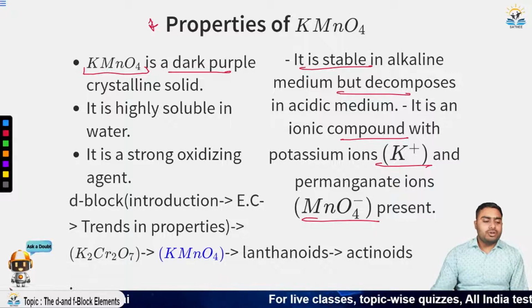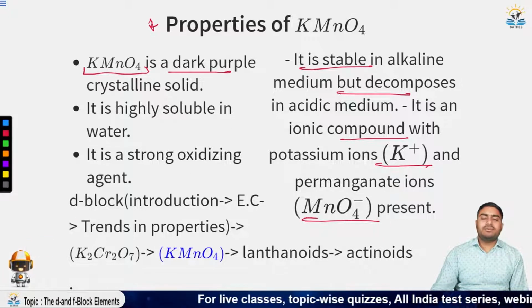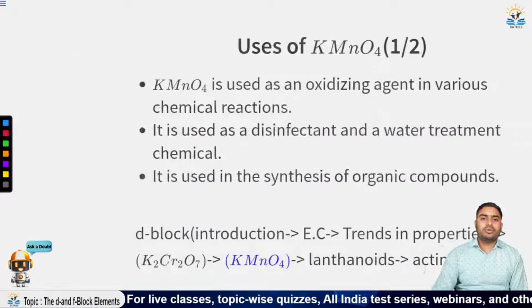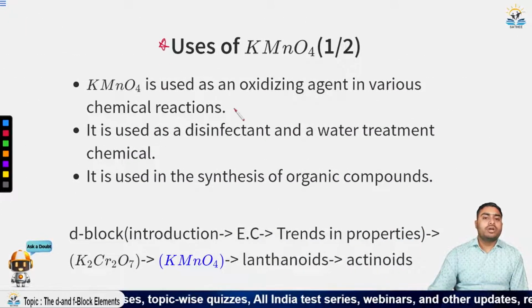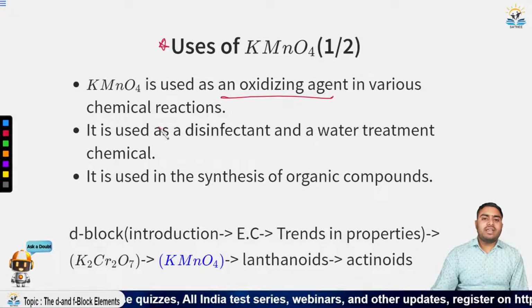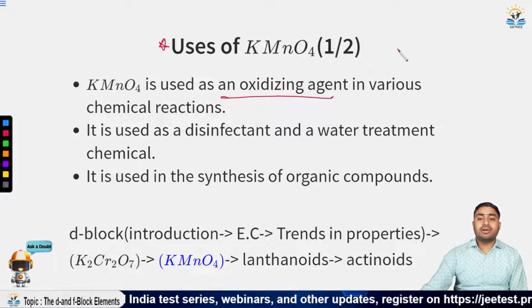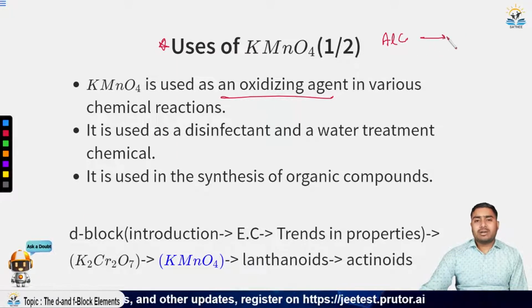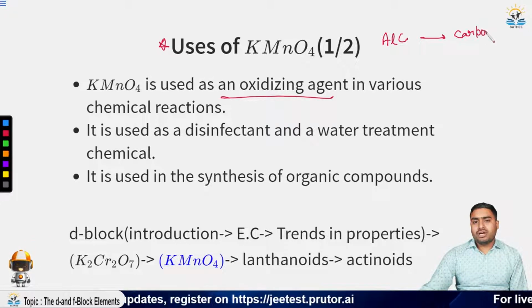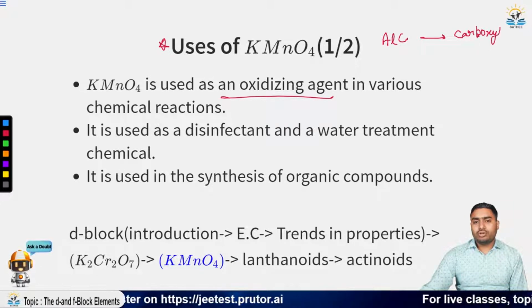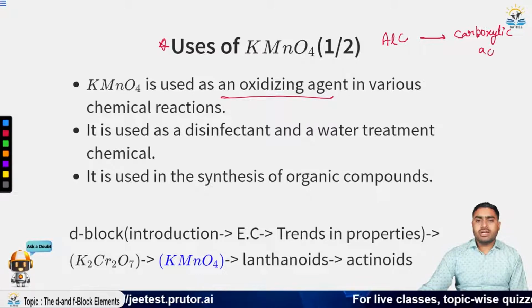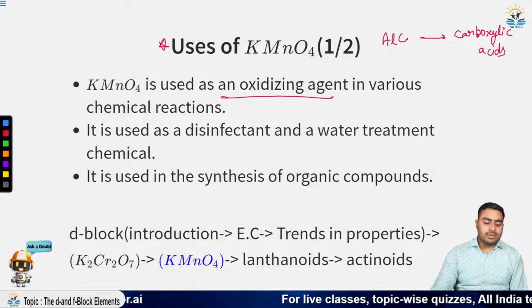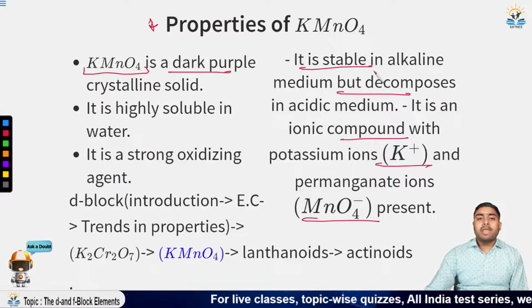KMnO4 is also used as an oxidizing agent. I will provide some uses, then I will discuss some other points. You can see the uses of KMnO4. It is used as an oxidizing agent in various chemical reactions. Like you can see it can convert alcohols, aldehydes, ketones to carboxylic acids, right? Alcohol to carboxylic acid, because I told you already it is stable in alkaline medium.